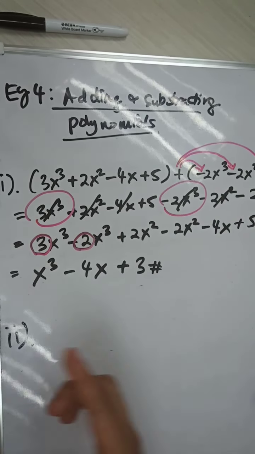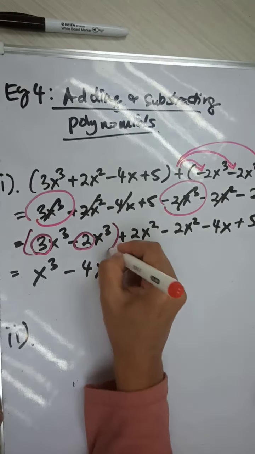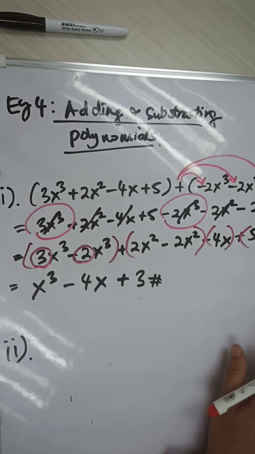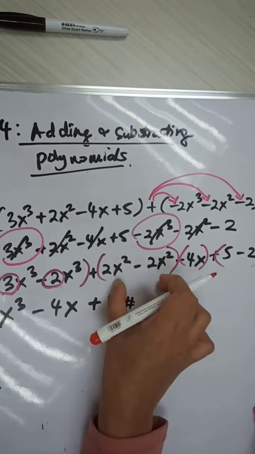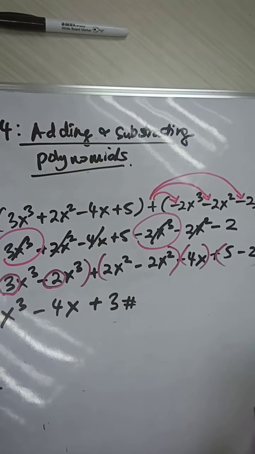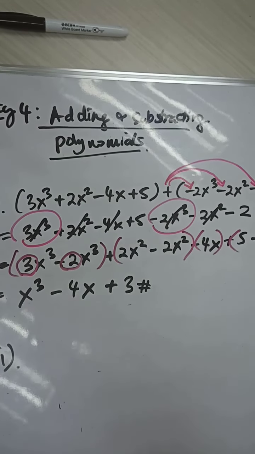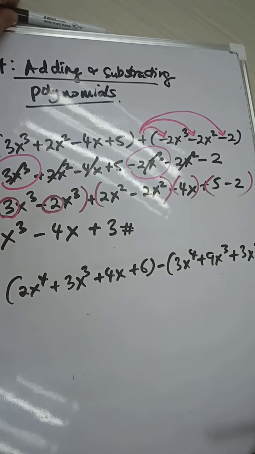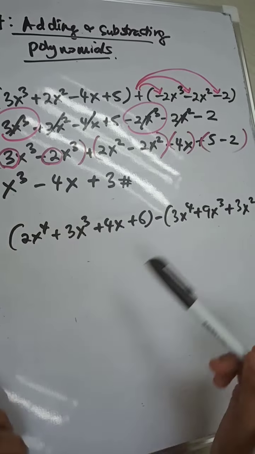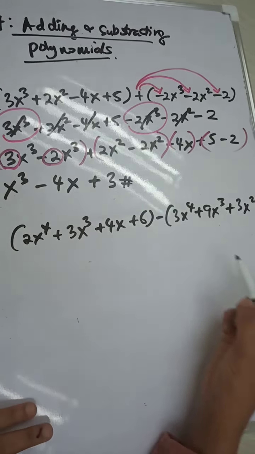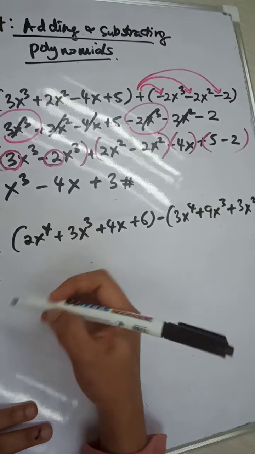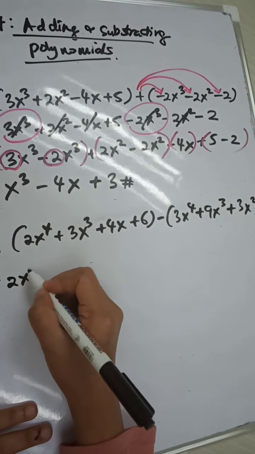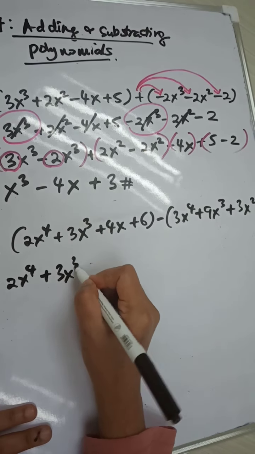Now we move to the second example. But before that, don't forget, I did some grouping before I solved this problem, which I explained to you just now. For the second one, this is the second example in example 4. Now we have subtraction. For the first step, you have to remove the bracket. If you want to remove the first one, just copy it term by term.